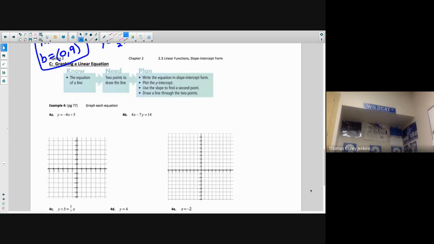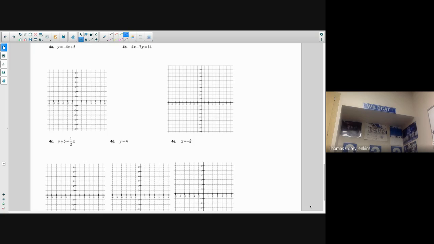Okay, so now we're going to look at graphing a linear equation. And I think that will wrap us up. So all you have to do is pick out what's m and what's b. b is going to be kind of your starting point, so you want to identify that first.